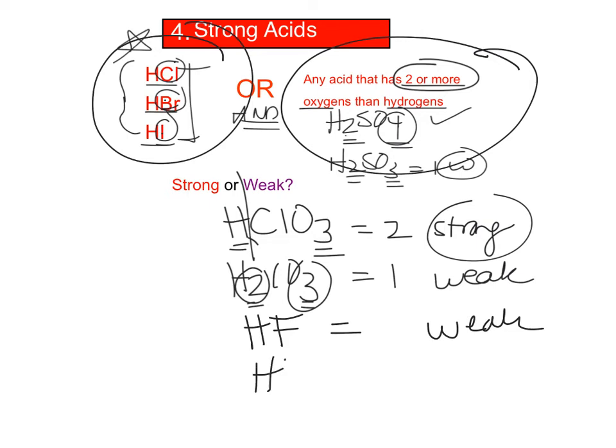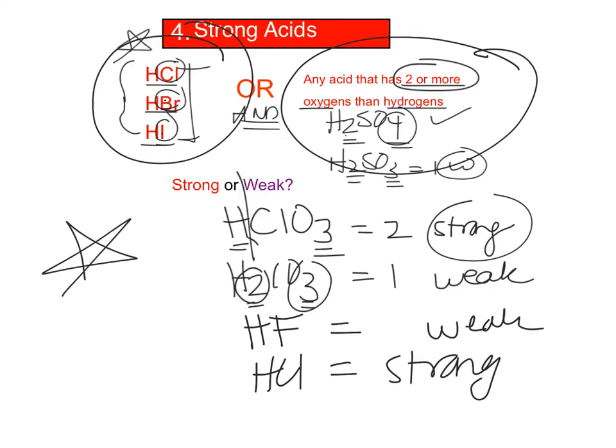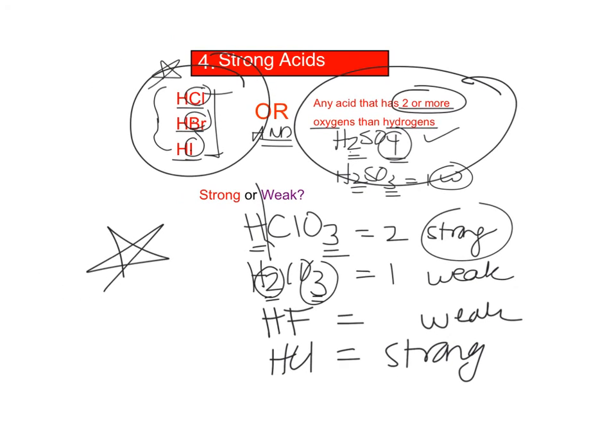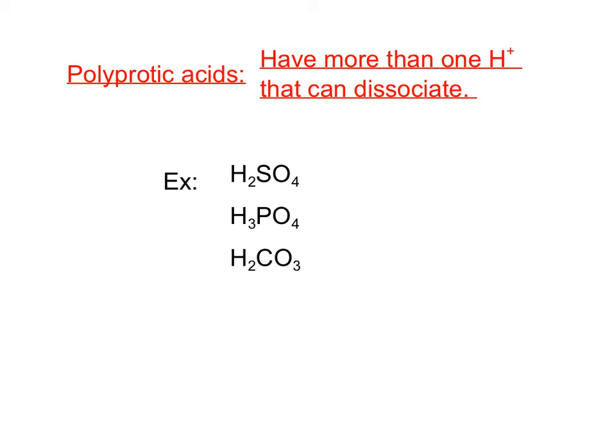Now, if I asked you about hydrochloric acid, this is considered a strong acid. This is something I would definitely star and highlight. It's easy to forget the strong acid rules. Okay, last thing about acids is a simple definition called polyprotic acids. We've talked about polyatomic before, poly meaning many. So this is an acid that has more than one, has many hydrogens it could dissociate.